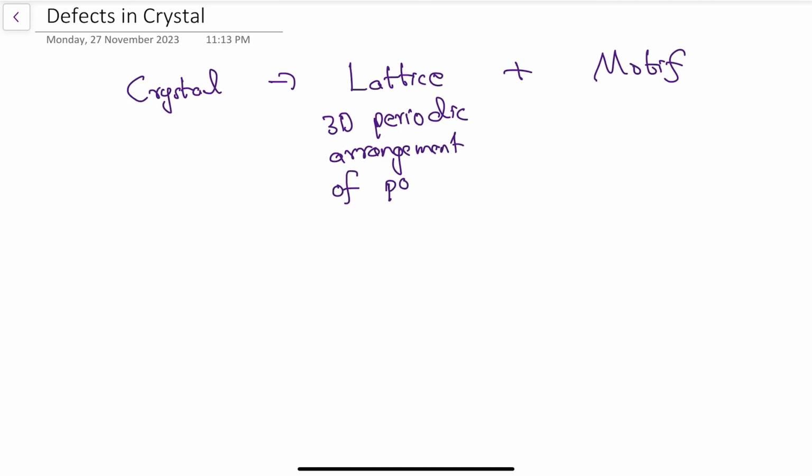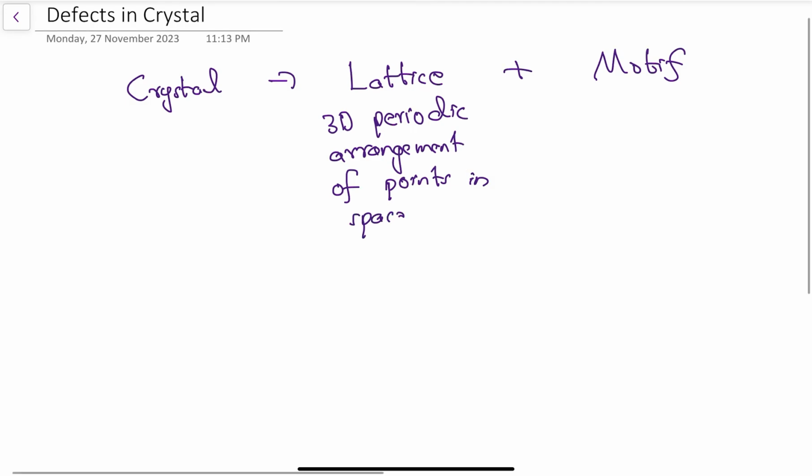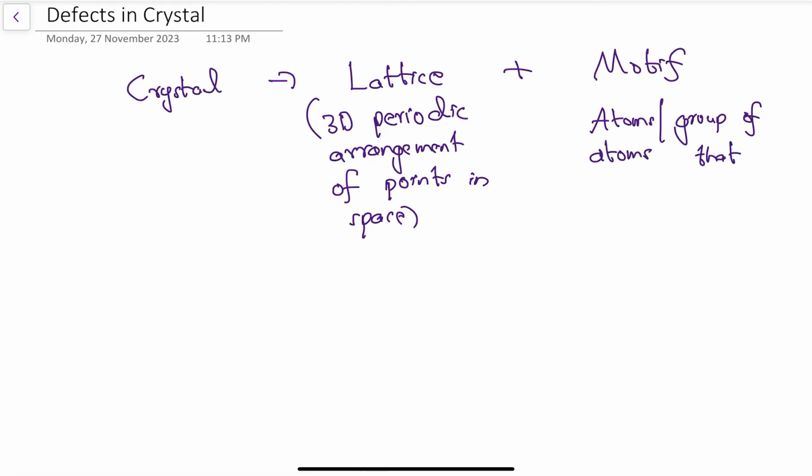of points in space, and this motif is the atoms or group of atoms that fill this space, that occupy lattice points. So this should have been the real crystal. So we will call this the ideal crystal.